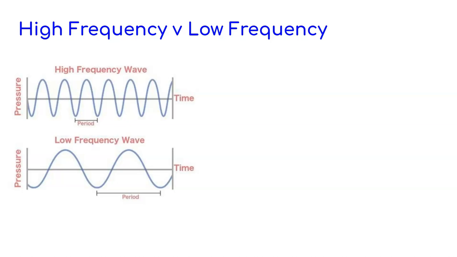So for a high frequency wave, the period is small. For low frequency, the period is big. And so there's a relationship between frequency and period. And it's a reciprocal relationship. In other words, the frequency is equal to 1 over the period. And if you go back and think about those definitions for frequency and period, hopefully that should make sense why.